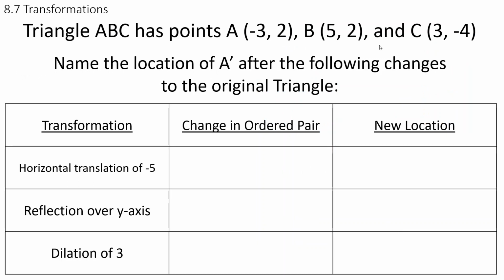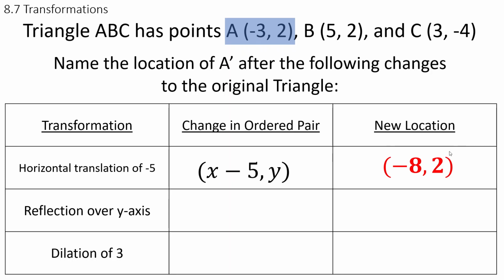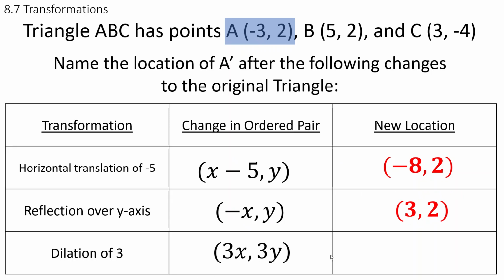We have our triangle. We have its points. Where's the location of point A's image after the different changes happen? So we're taking point A, and the first thing we're dealing with is a horizontal translation of -5. We've got x minus 5 and y. So -3, 2, -3 minus 5 gives you -8, 2. Notice how the y went untouched. Reflection over y. So when you're reflecting over y, you're not touching y, you're taking the opposite of x. So -3, we take its opposite, you get 3, 2. Dilation of 3, you are multiplying your x and y's by a scale factor of 3. So 3 times -3, 3 times 2, there you go. We're going to keep going.